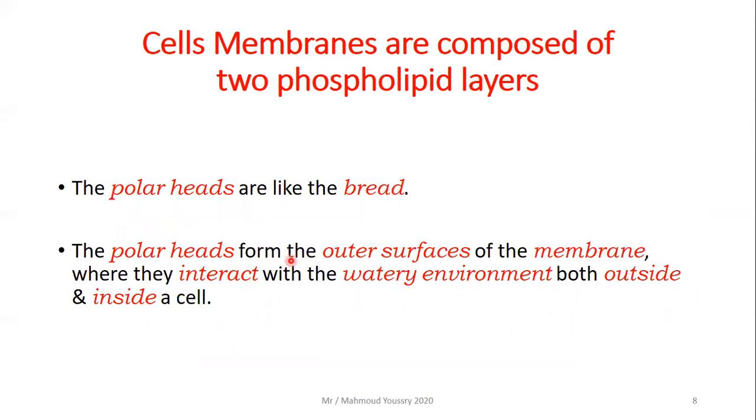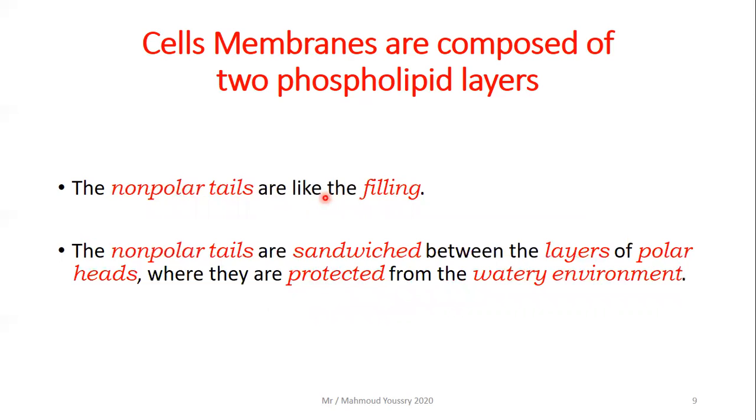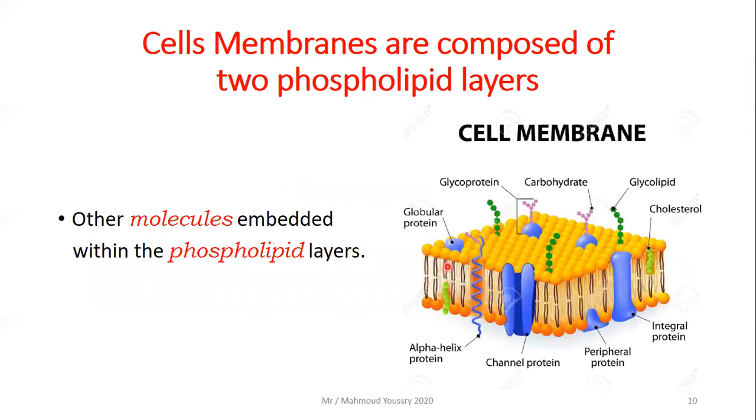The polar heads form the outer surfaces of the membrane, where they interact with the watery environment both outside and inside the cell, while the nonpolar tails are like the filling. The nonpolar tails are sandwiched between the layers of polar heads, up and down, where they are protected from the watery environment, just like this one.